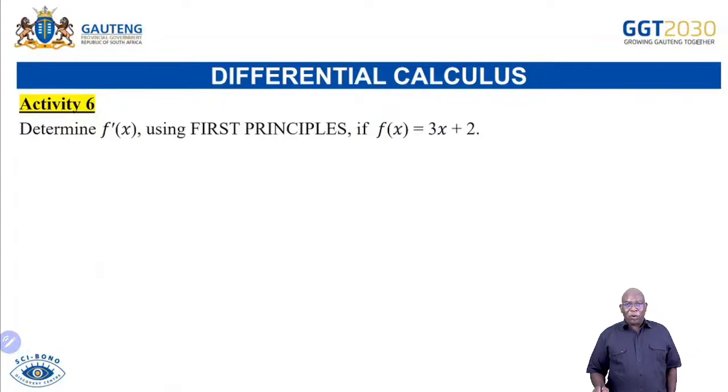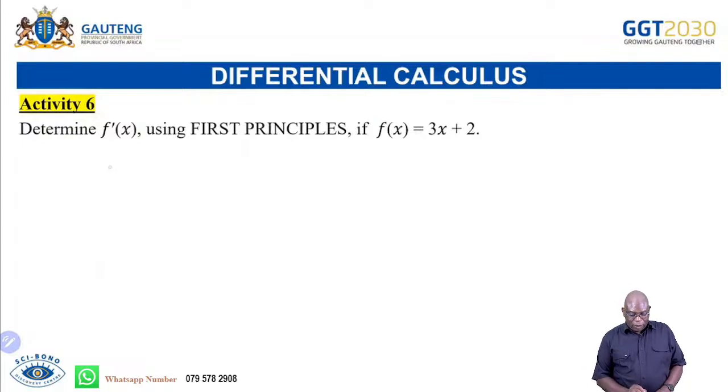in differential calculus, the first question in differential calculus mostly will be determining the first principles. Using the first principle to determine f prime x. So in the first principle, quite very easy, this one. It's 3, 4, or 5 marks, depending on the examiner.